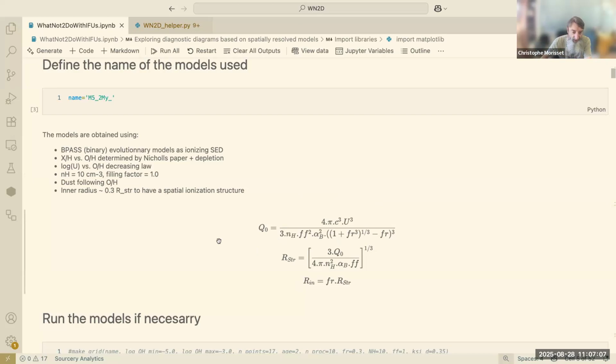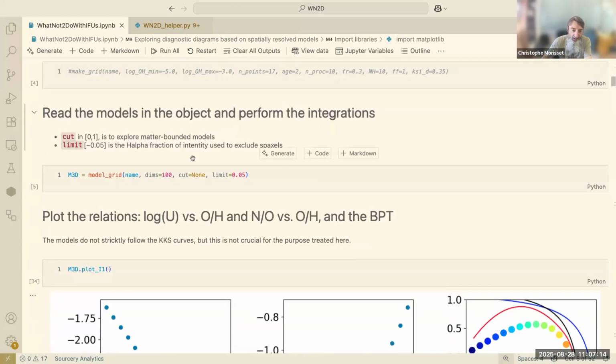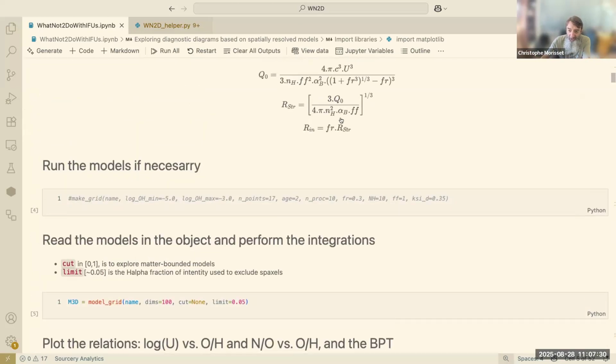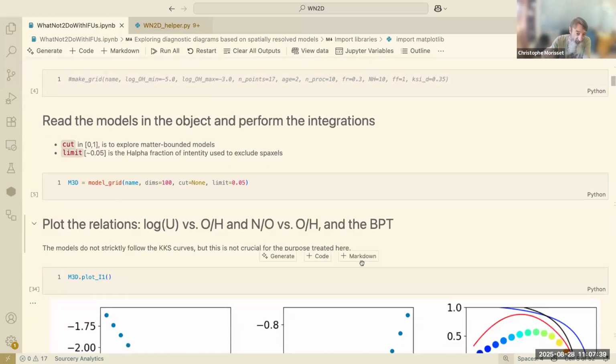Okay, so we run the model. It's commented here. It's already run and stored somewhere. I read all the models. So I ran models with O over H between -5 and -3, 17 models, at 2 million years. The ionizing cluster is 2 million years old. FR is the shape factor. And there is some dust. So it has been run.